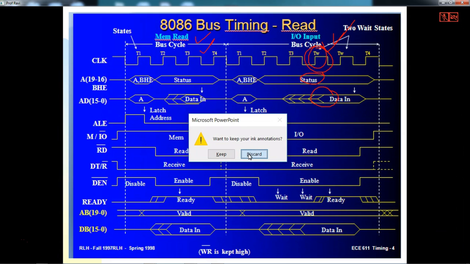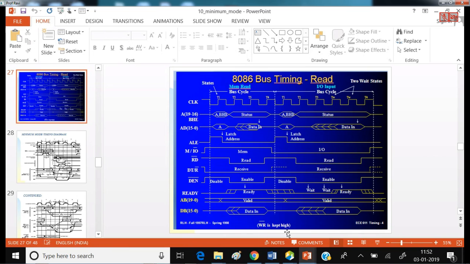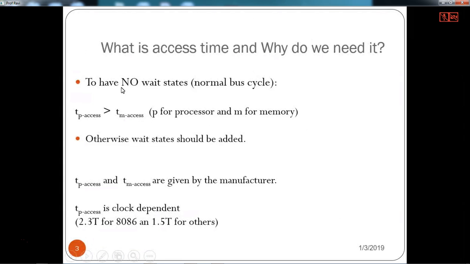Now in DRAM interfacing, to have no wait states means what? The processor access time should be greater than the memory access time. P for the processor and M for the memory. Otherwise, wait states should be added. So how many wait states should be added? Processor access time and memory access time should be given by the manufacturer. The processor access time is clock dependent. It means whether the 8086 is working at 5 megahertz or 10 megahertz, the access time varies.